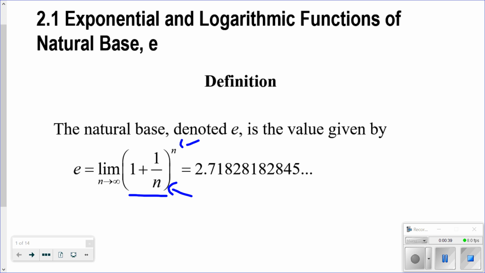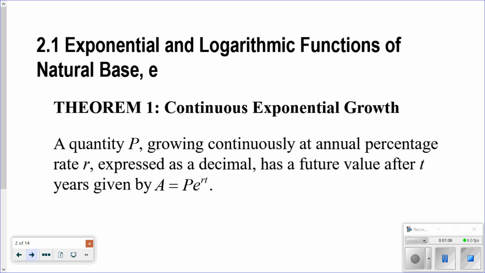the number that this approaches will be e. Okay, so we're taking the limit as n goes toward infinity, and this is in fact the number that it trends toward. So that's what e is. It is not a variable, it is its own number. There's also a button on your calculator that you can find in a couple different places that will give you that value and allow you to use that as a base.